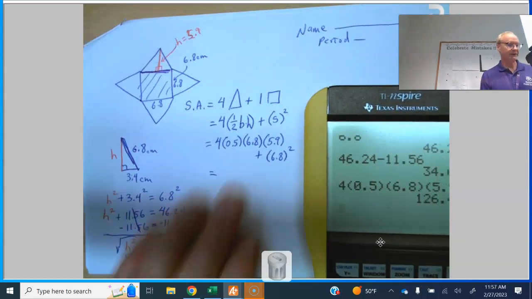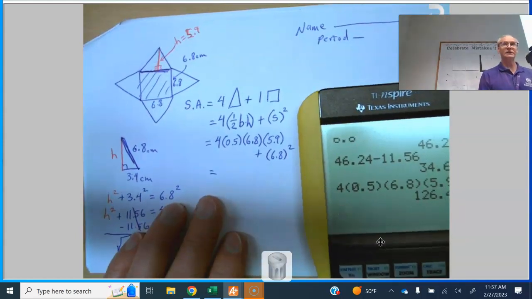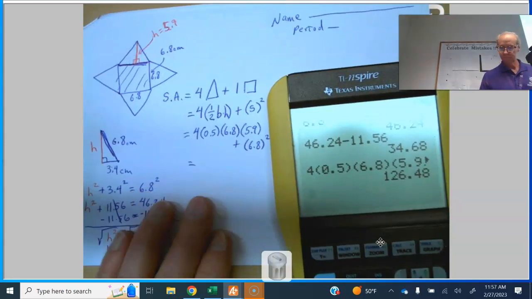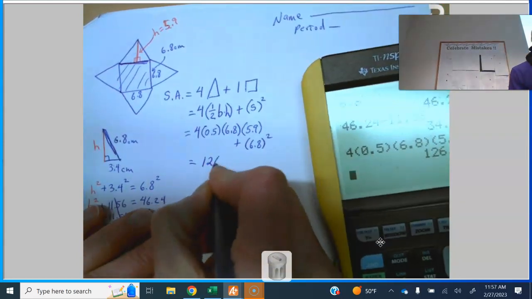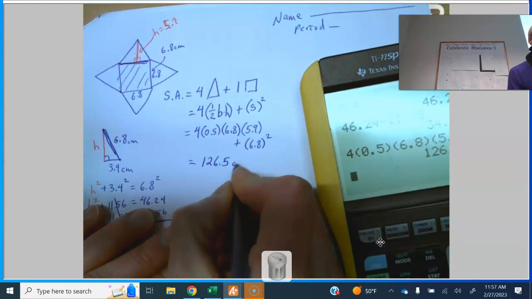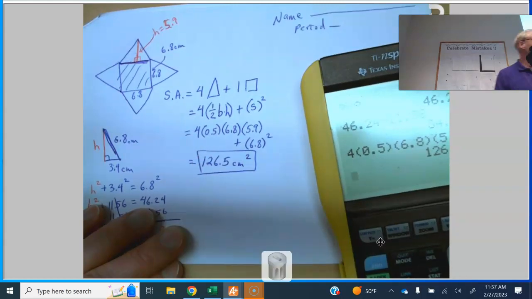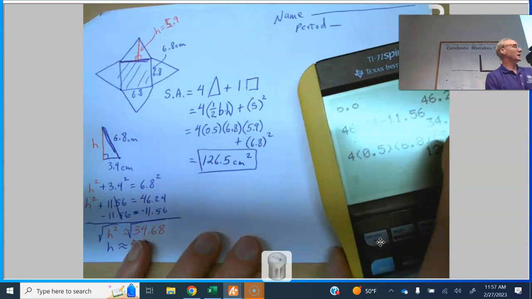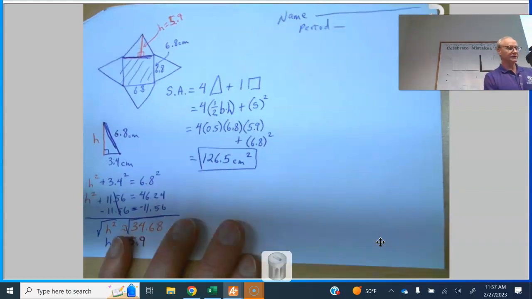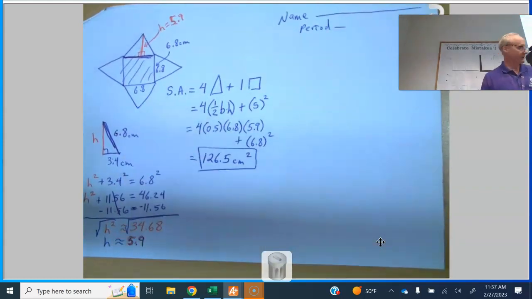So I got about 126.5. See if you guys get the same thing. That's in square centimeters. Now, what I wanted you to also do is find the volume of that pyramid.